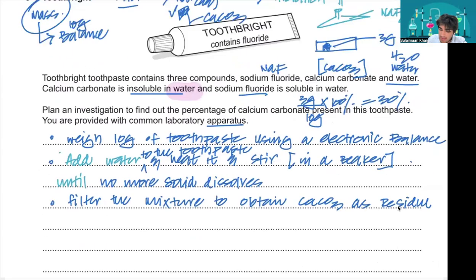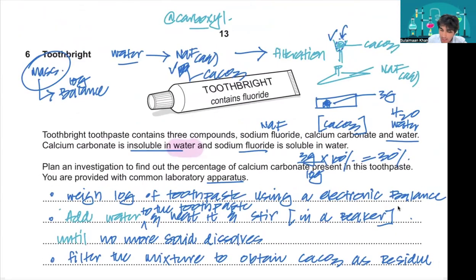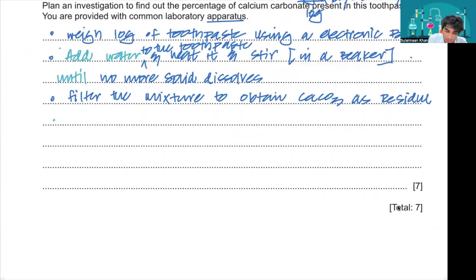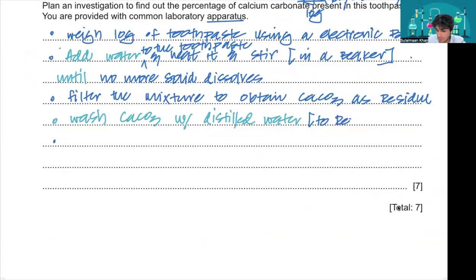And remember, this calcium carbonate is insoluble in water, so I can further wash it with distilled water to remove any traces of NaF. Wash calcium carbonate with distilled water. You have to write the answer like so, in bullet points, please. You don't need to write to remove any traces of NaF, but if you want, you could.